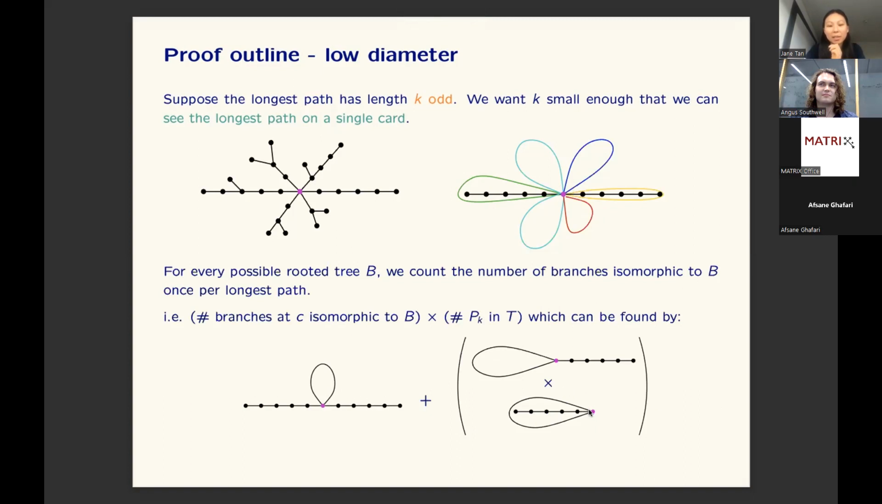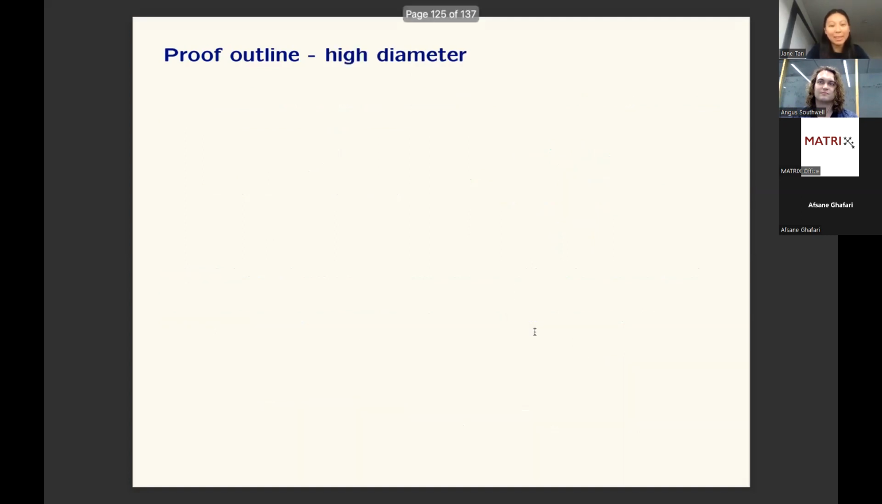If our branch actually includes half of the longest path, then we just need to count these kind of lollipops where we have half a branch plus half a path, and then the number of ways that path can be inside our branch. Okay, that's roughly the low diameter case.